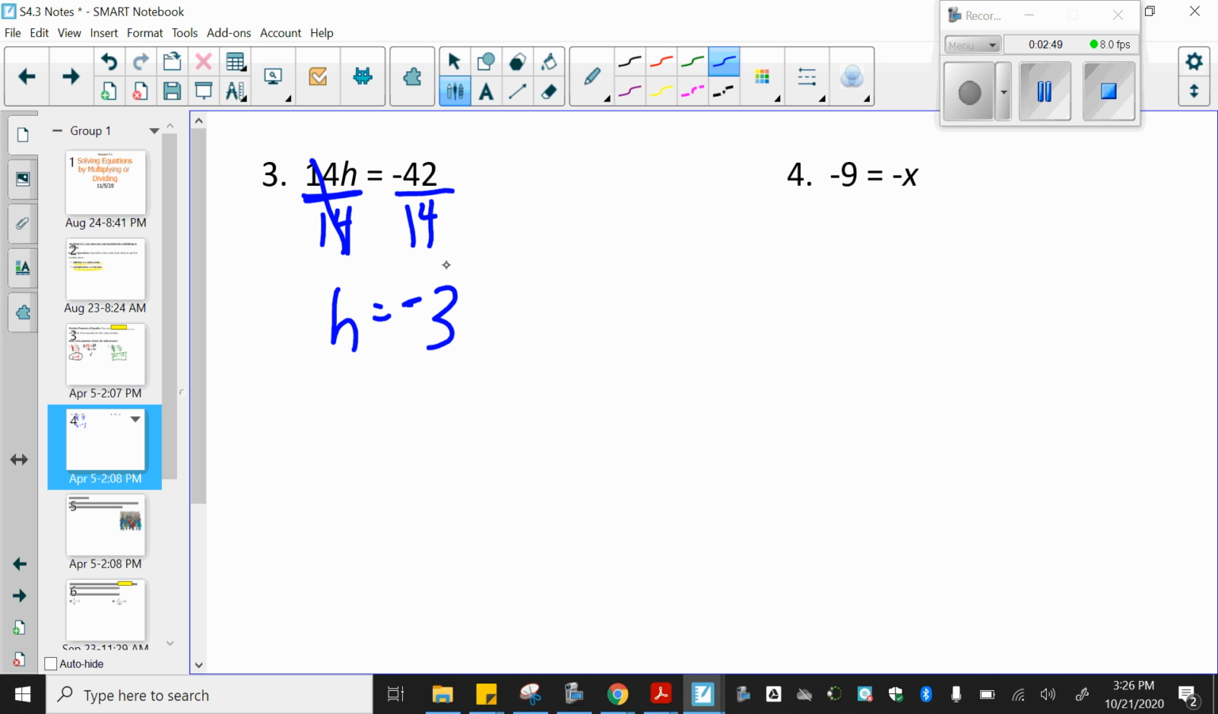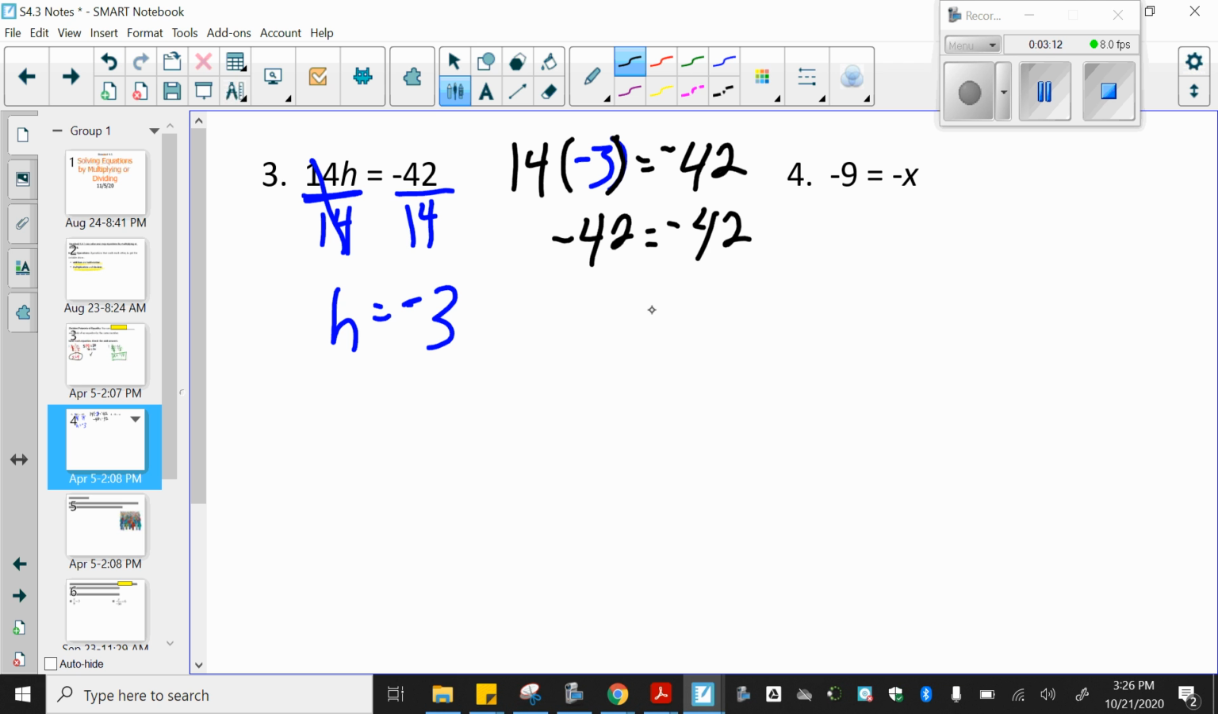We're going to test that back out. 14 times negative 3 equals negative 42. If you punch 14 times 3 in the calculator, you get 42, so we get negative 42 equals negative 42. Check. All right, let's read the next one.